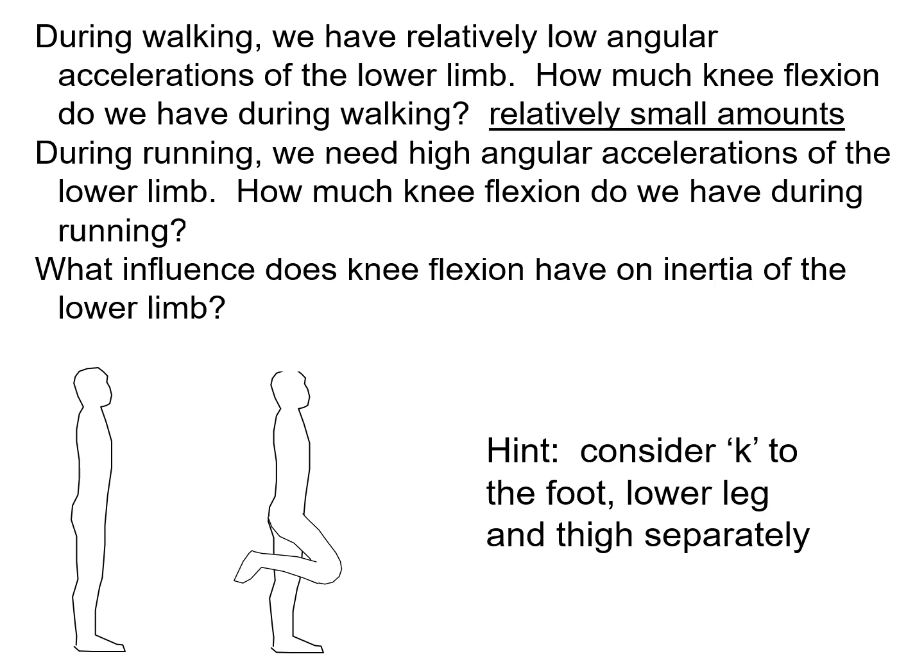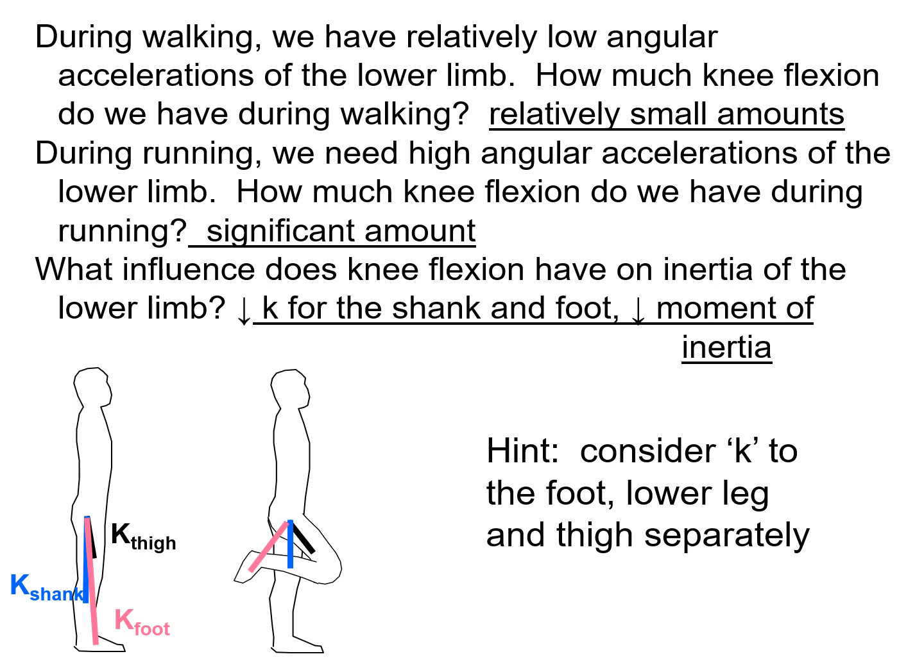So how much knee flexion do we have during walking? We have relatively small amounts, but it leads to a significant amount of efficiency. Okay? So when we decrease the radius of gyration for the shank, which is our lower leg and foot, we are decreasing the moment of inertia. So when we do that forward swing of our leg, we use much less energy to do that.